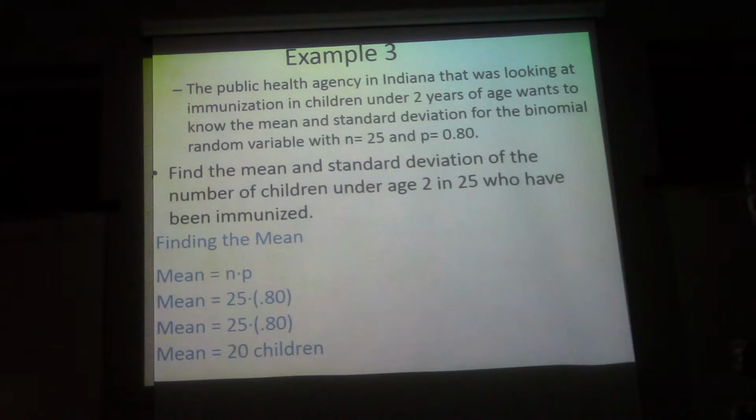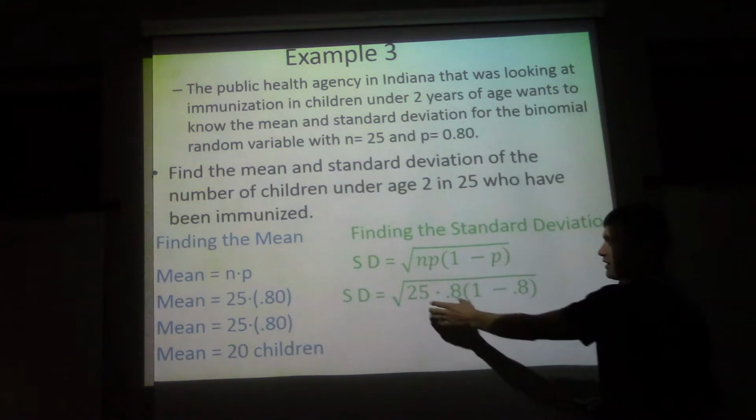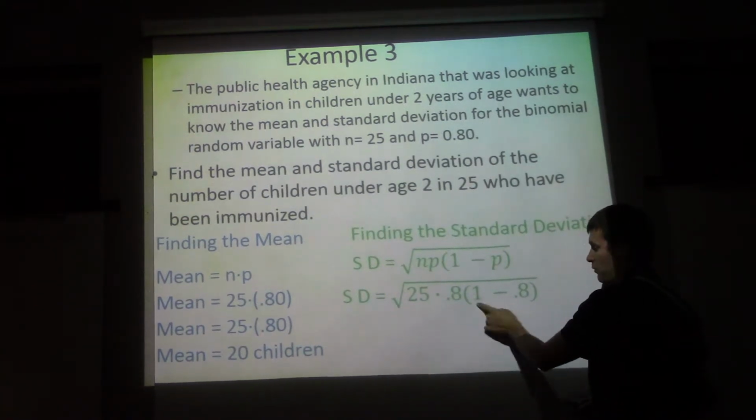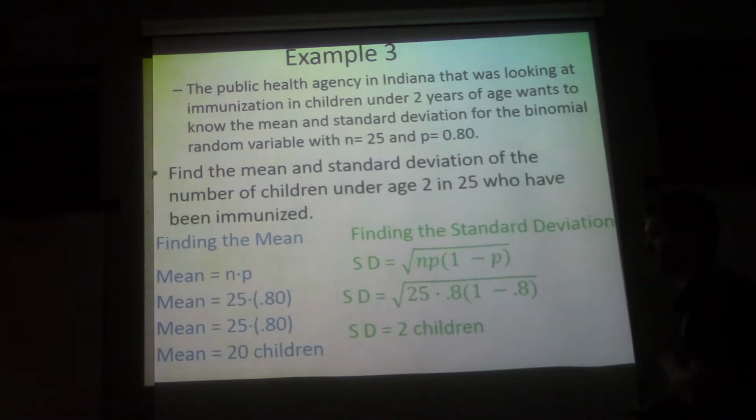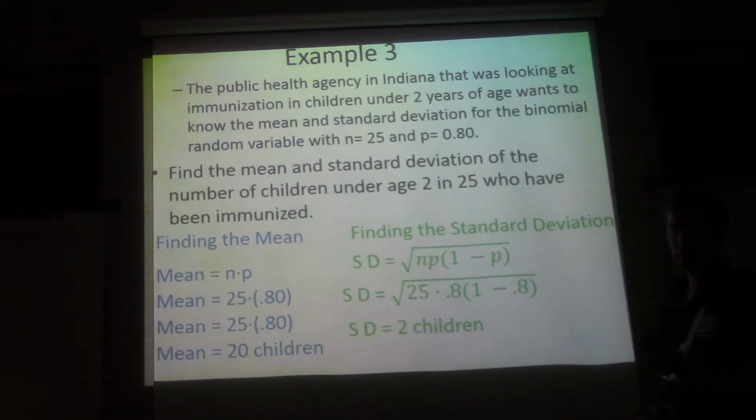So there are 20 children. The average would be 20 children that are immunized. If we want to find standard deviation, how spread out they are, we go ahead and take the square root of your average times your probability of failure. So 25 times 0.8, and then 1 minus 0.8 is 0.2. If you did that, you would get about 2 children, a standard deviation of 2.